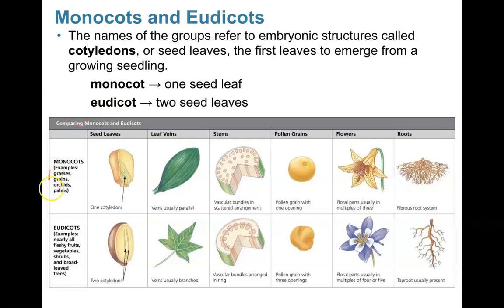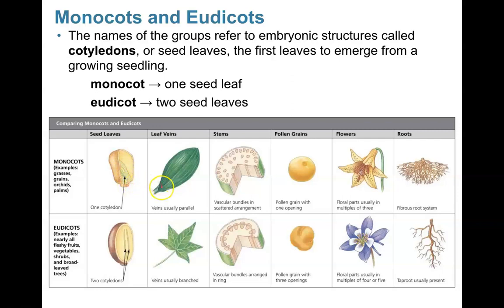So here on this row, we have my monocots. These are going to be grasses, grains, orchids, and palms. And here, eudicots on this second row here. These are nearly all fleshy fruits, vegetables, shrubs, broad-leaved trees, etc. So here on these seed leaves, I can see the emerging one cotyledon. These monocots, so mono, one cotyledon.